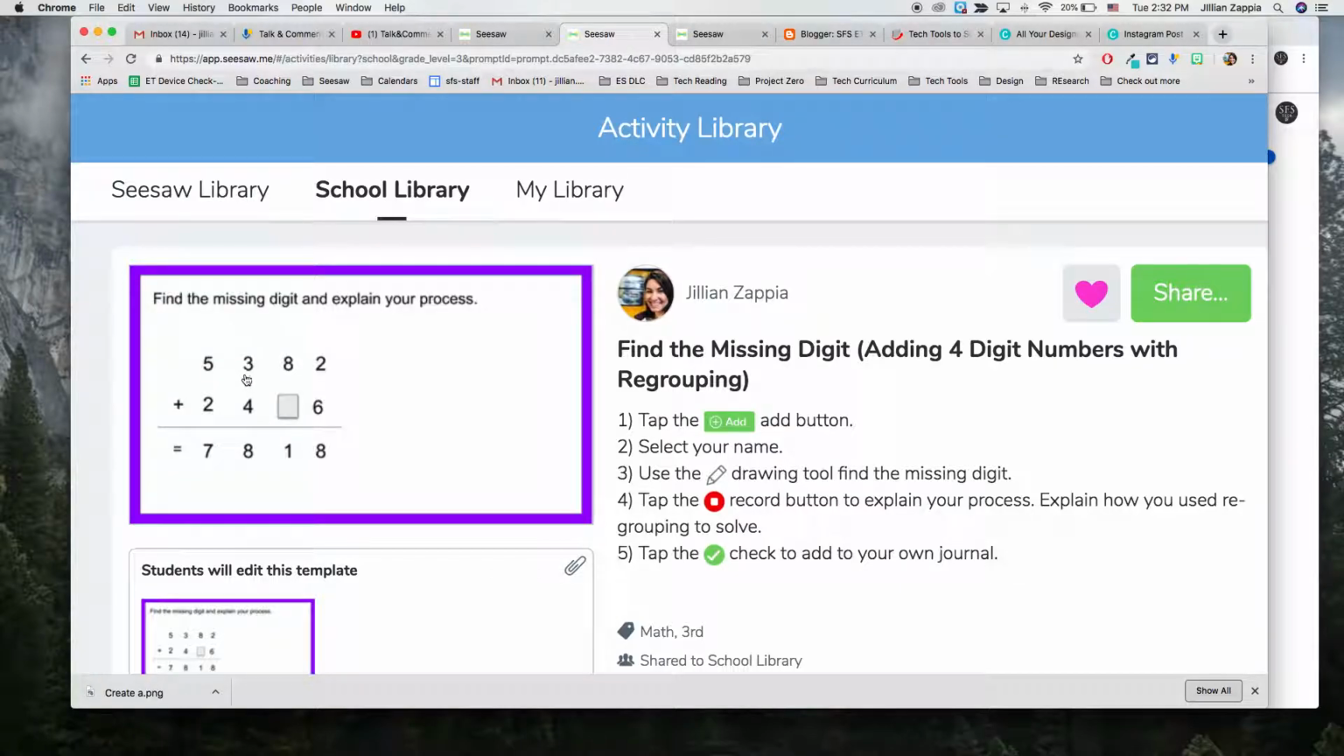Why is that a 1? Oh, that's because it's actually 110. So 80 plus what number? 80 plus 30 is 110. So there would be a 3 there. So the students will have to explain that. They'll have to have a good grasp of how to regroup and how to figure out that missing number.